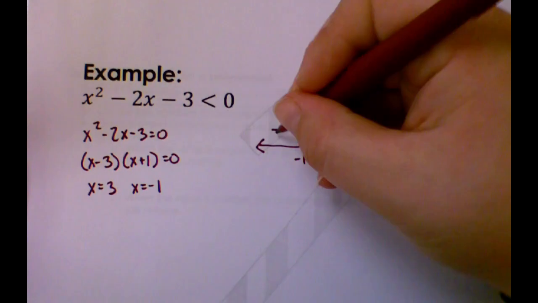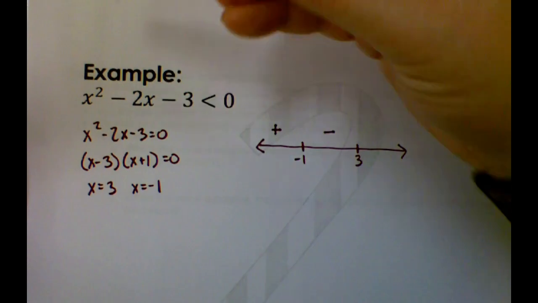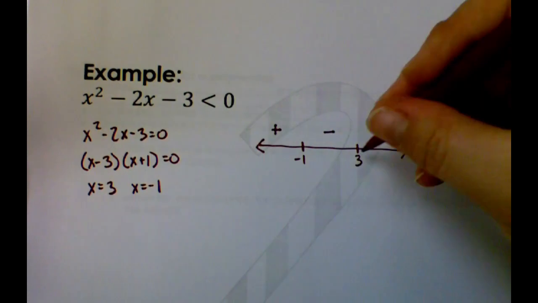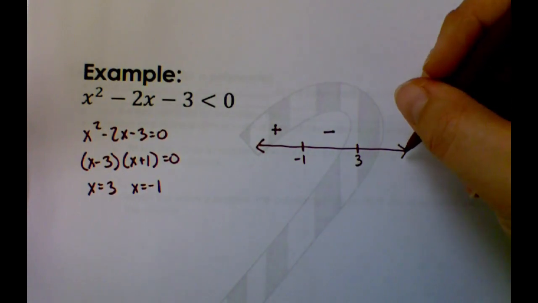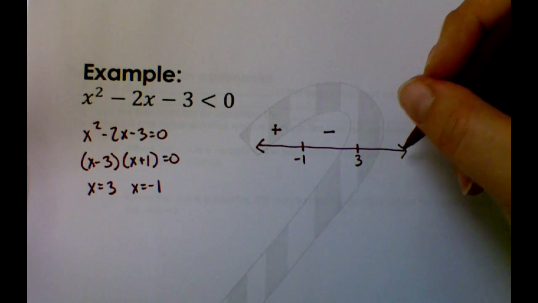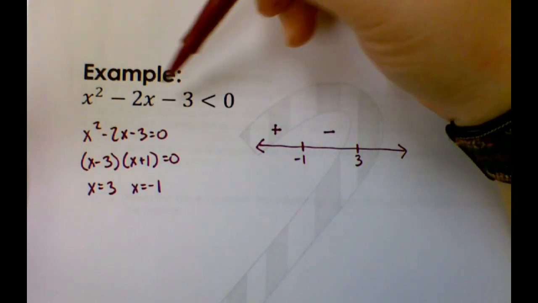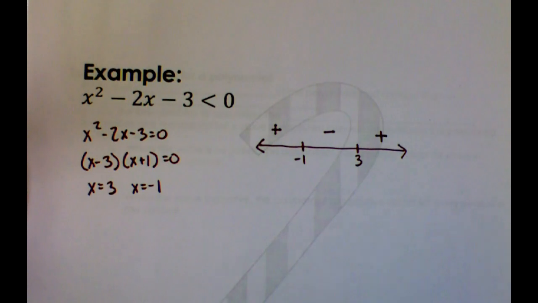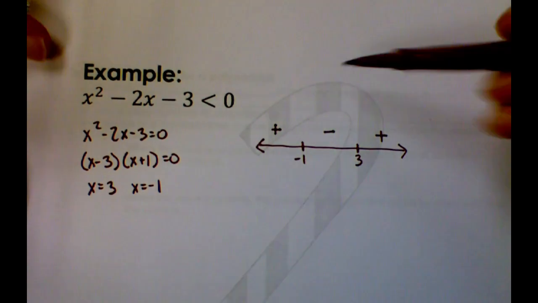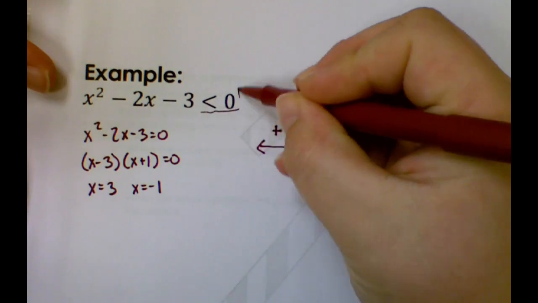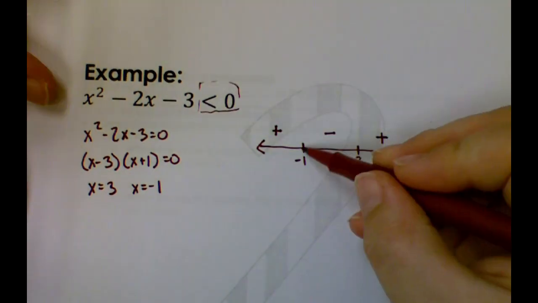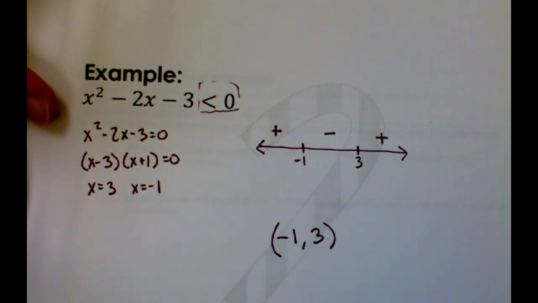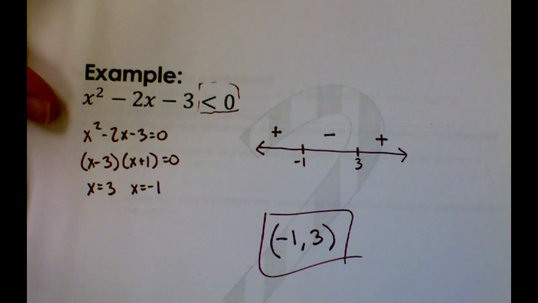Uh-oh, I did my math wrong here. I get a positive here. I get positive 4 plus 4 minus 3. That's a positive. And then a number on the other side of 3. Let's say I choose 4. Let's see, 16 minus 8 minus 3 is still positive. Now my answer: in which of these sections is it less than 0? Well, where it's negative. So my answer is negative 1 to 3. And it's an interval, so it'll go in either parentheses or brackets.